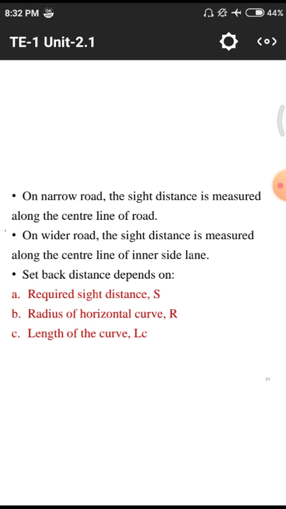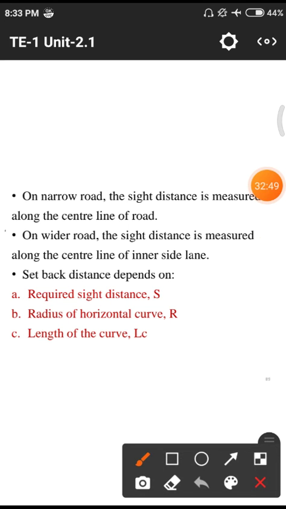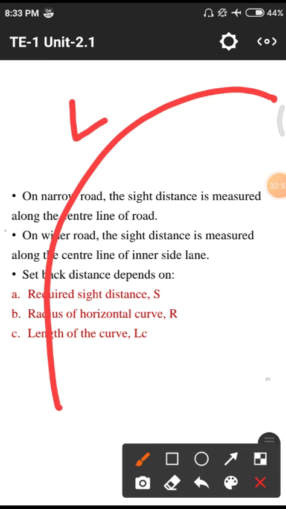The setback distance also depends upon three conditions. First is the required sight distance, that is S. Next is the radius of the horizontal curve. Next is the length of the curve. Radius means, from the center point, what is the radius of the curve. Length of the curve means the total length of the curve. Those things we also explained with this diagram. This is the total length of the curve.